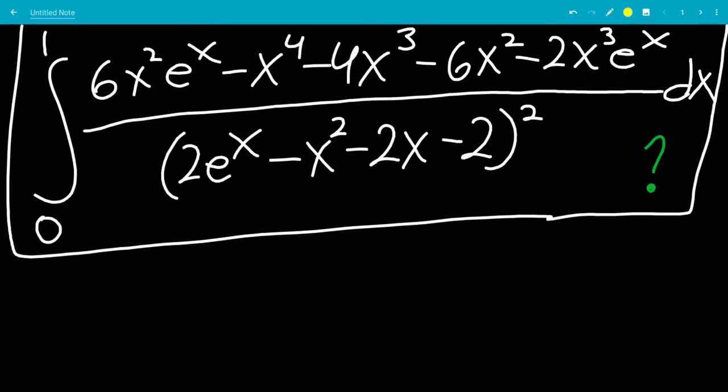In this video, we'll do the integral from 0 to 1 of 6x squared e to the x minus x to the fourth minus 4x cubed minus 6x squared minus 2x cubed times e to the x, all over the quantity 2e to the x minus x squared minus 2x minus 2, squared.